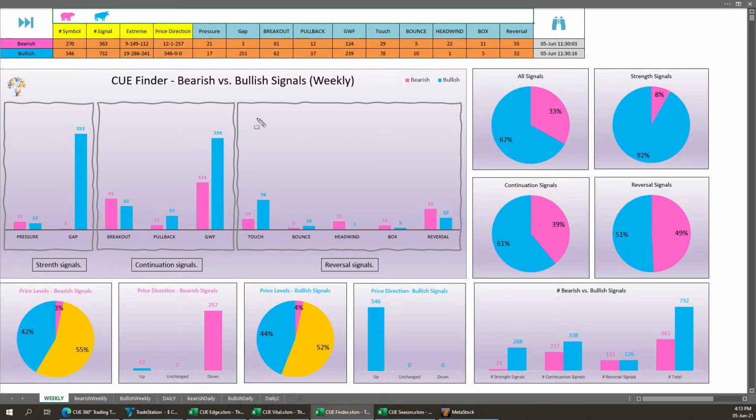First, a look at the weekly picture. Technical breadth, all signals bullish. Strength signals bullish. Trend continuation bullish. Trend reversal balanced. So overall, we have to say this is a bullish picture. Are there a large number of bearish headwinds? No. So there is no concern from that angle. We are not seeing an unusual number of bearish headwinds.